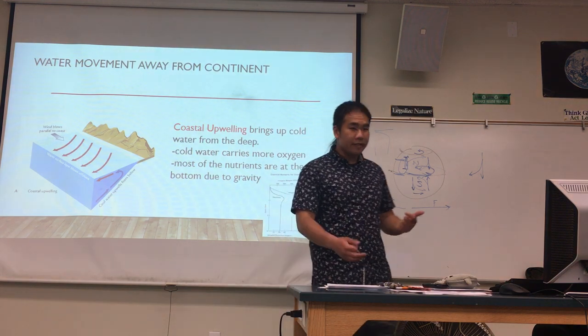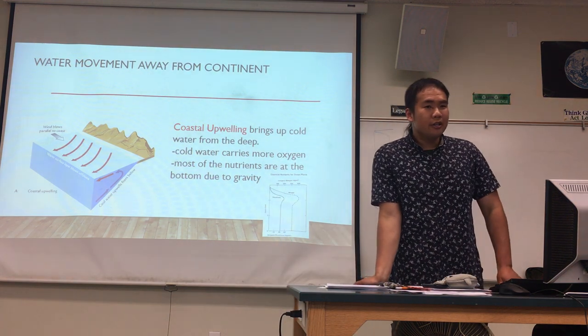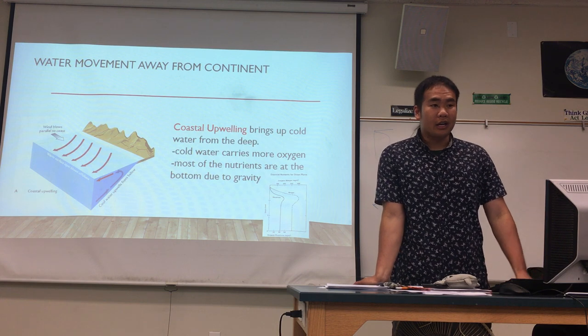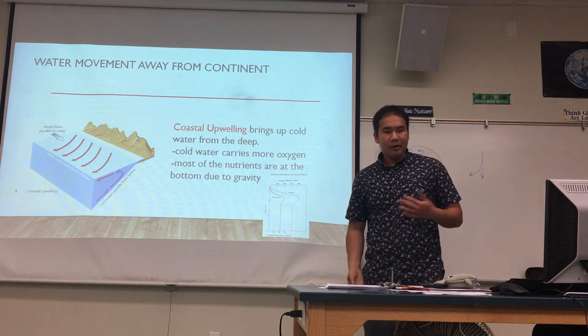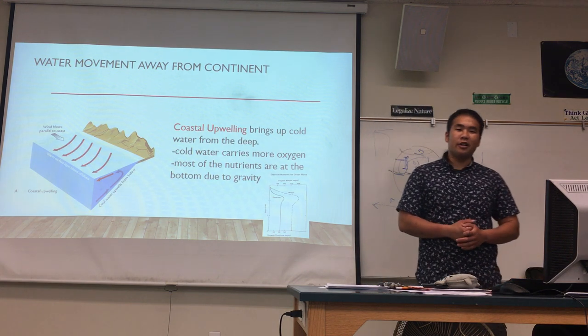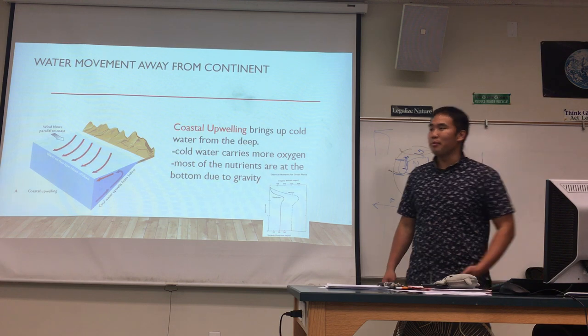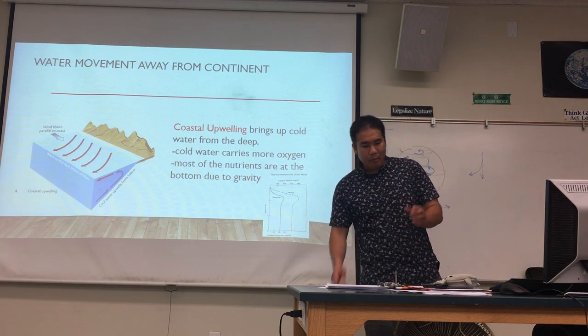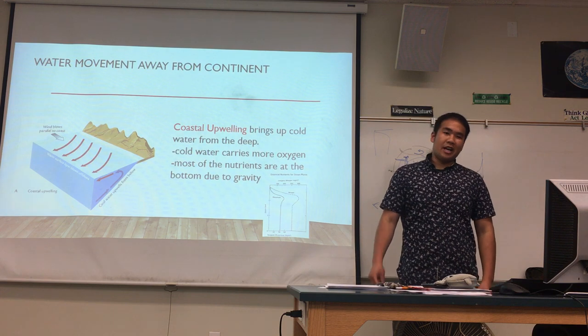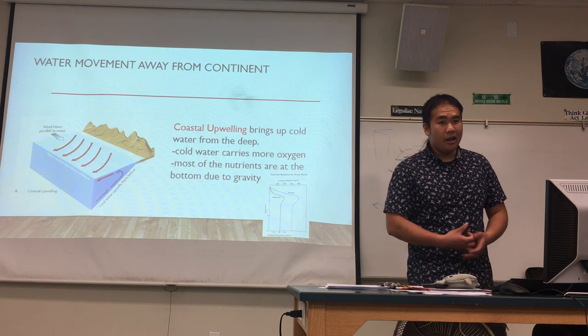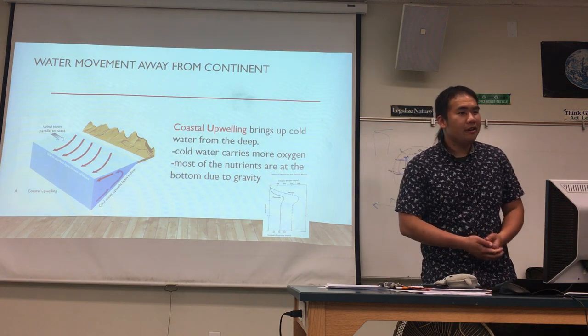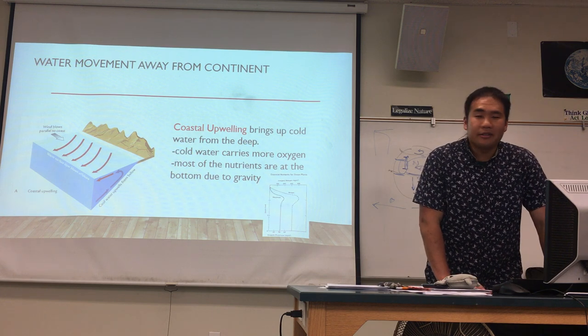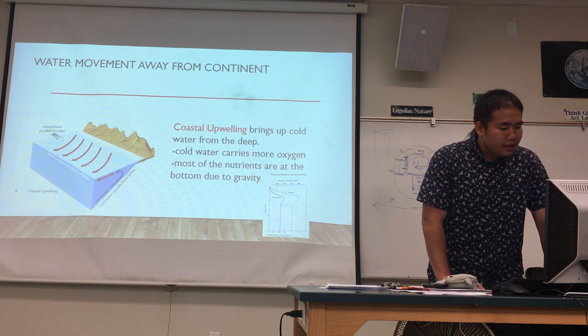So the continental shelves in general are just very nutrient rich. You've got a lot of life there. I think about 90% of all sea life is just along the continental shelf, which is not that big. It's like a 20-mile margin along the side of the continents. 20 miles is not that long, considering Earth's radius is like 3,000 miles. Something like that.